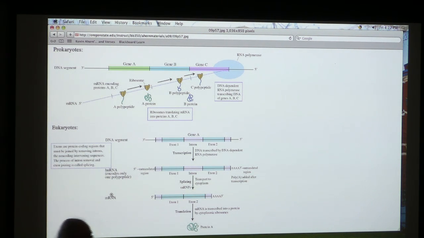I need to introduce a term here. A gene. What's a gene? Nobody's awake today, are they?